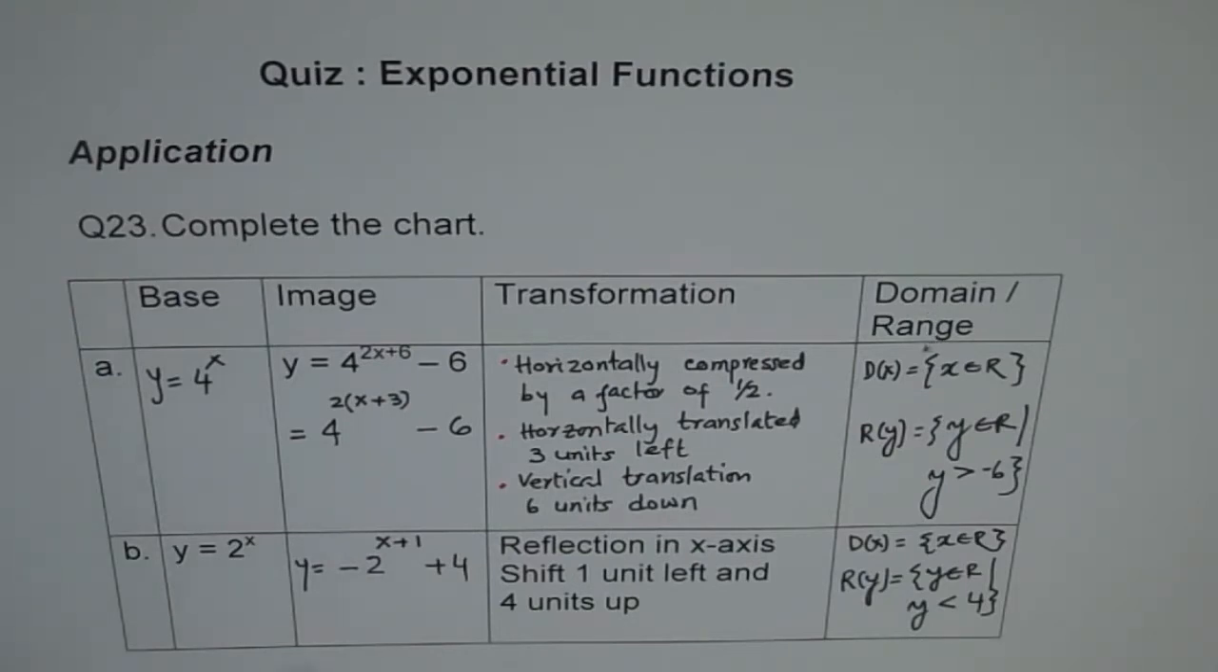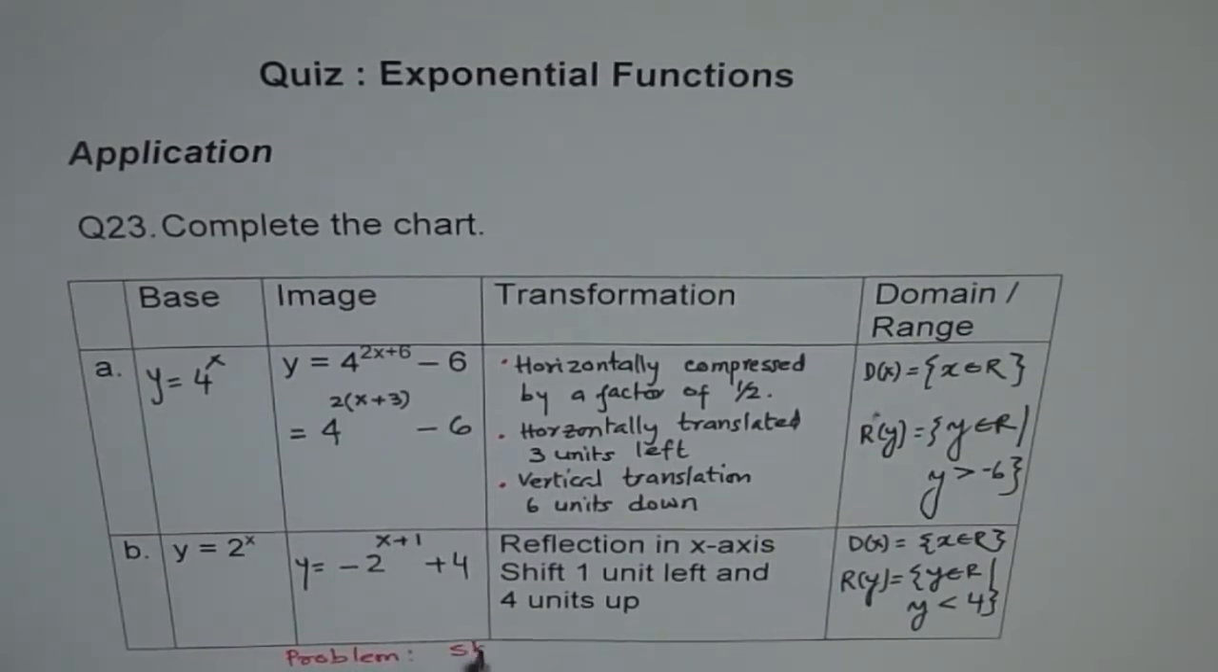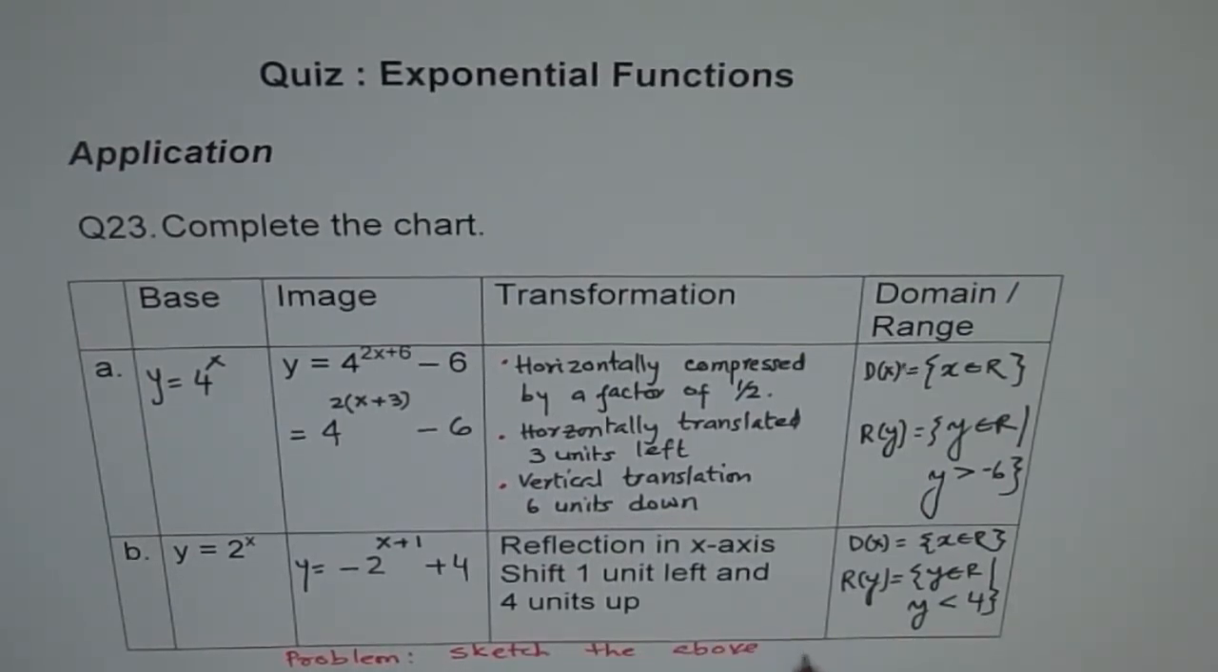Okay, so for your problem, sketch the above transformed function. This is basically for your practice.